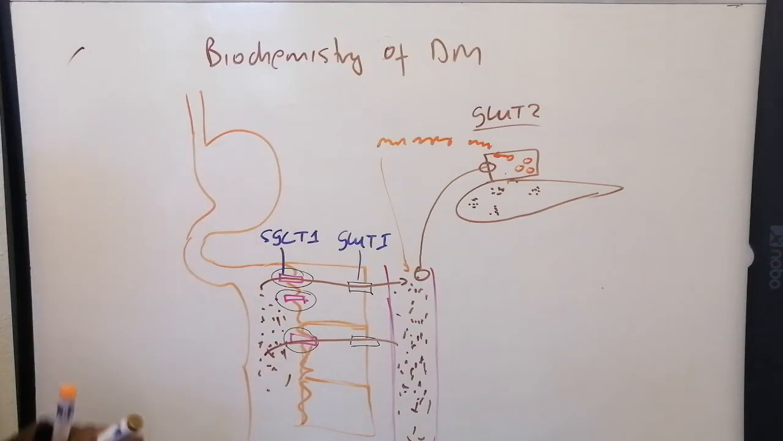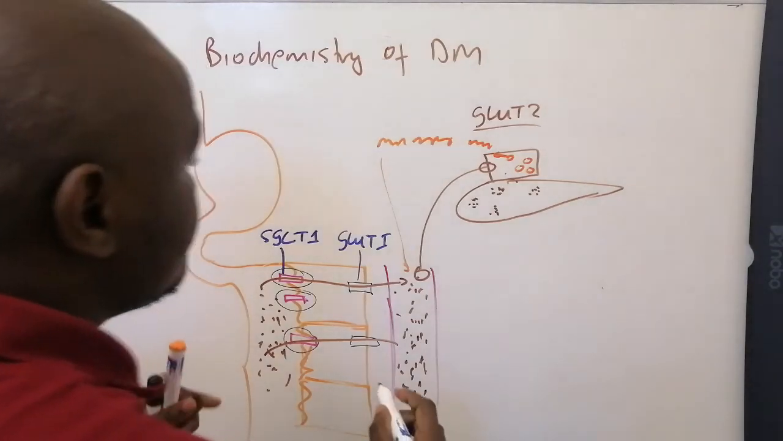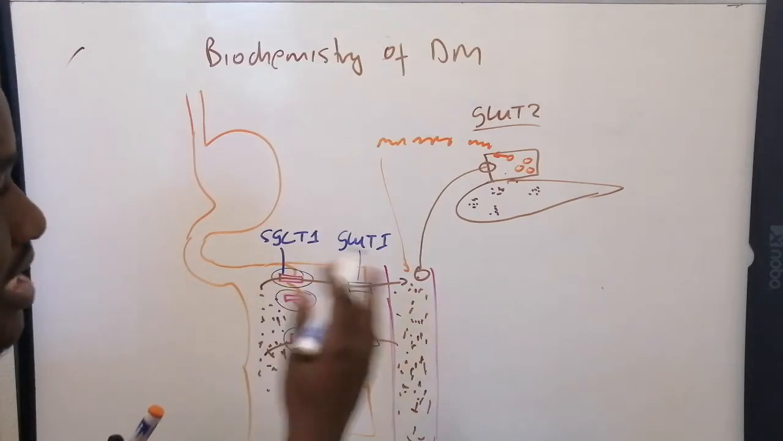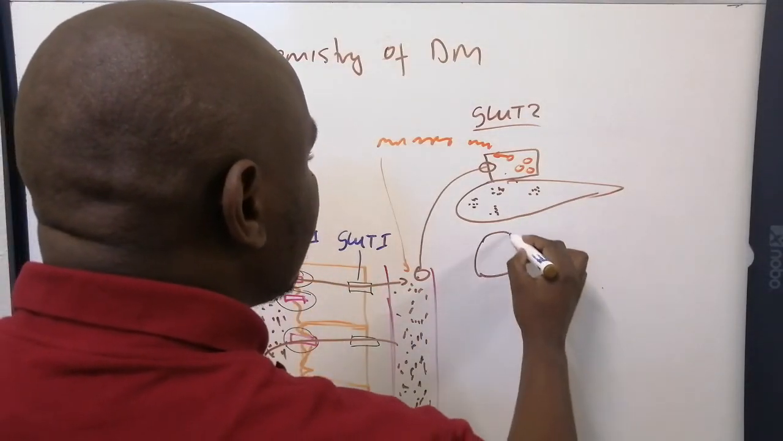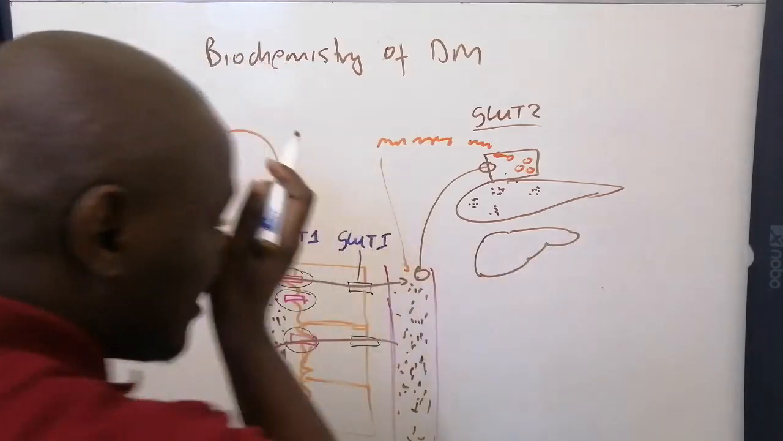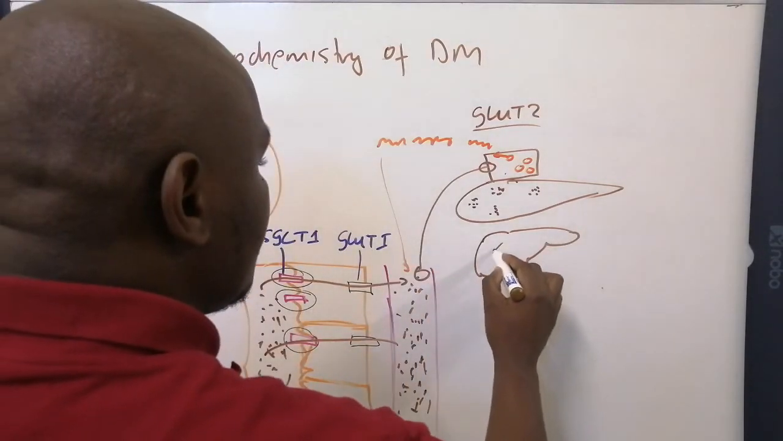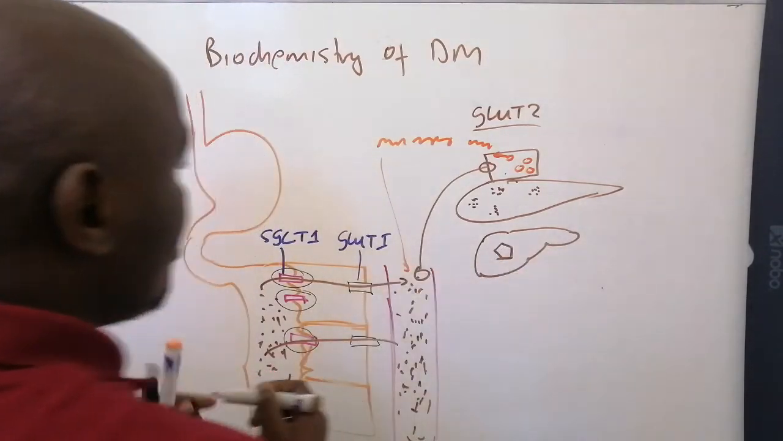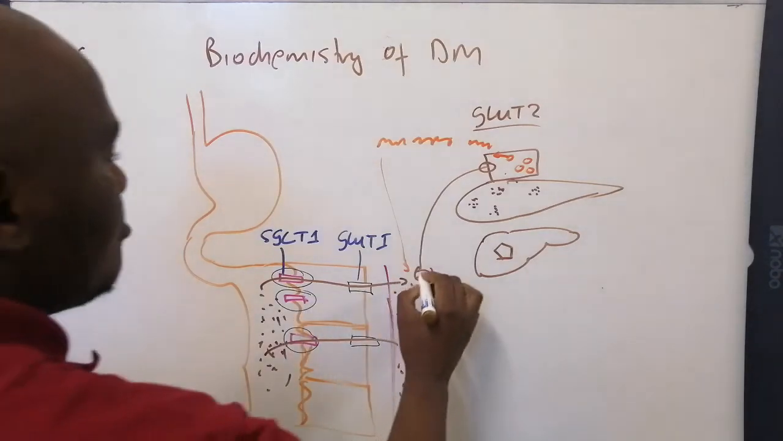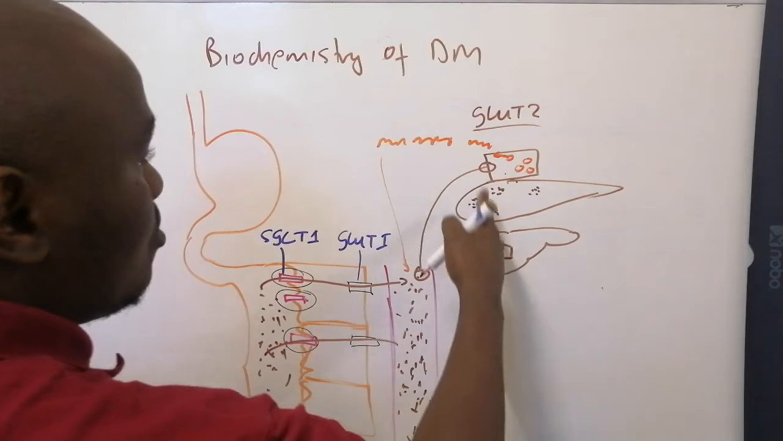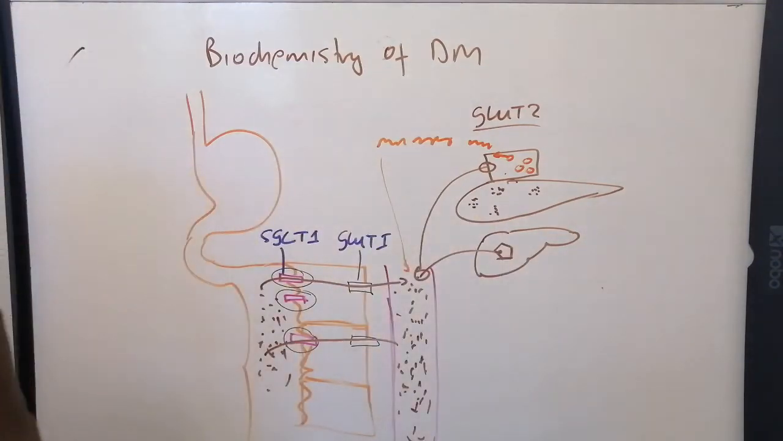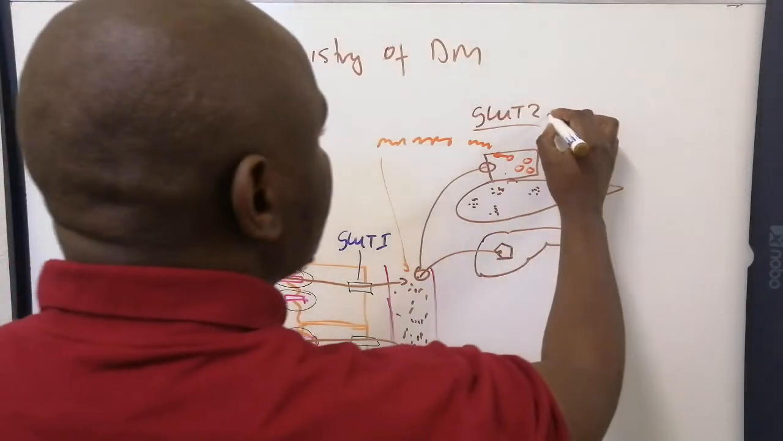Okay, so what other organ has got GLUT2? We said the hepatocytes, the liver, they also have GLUT2, which means glucose is able to freely enter the GLUT2 in both of these organs. What is special about GLUT2 is that it's insulin independent.